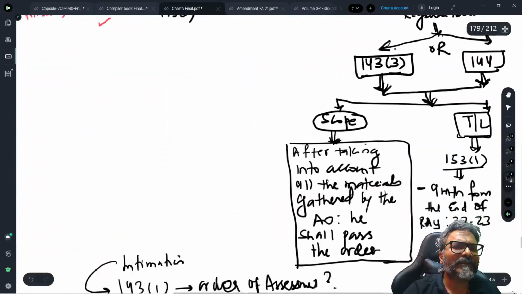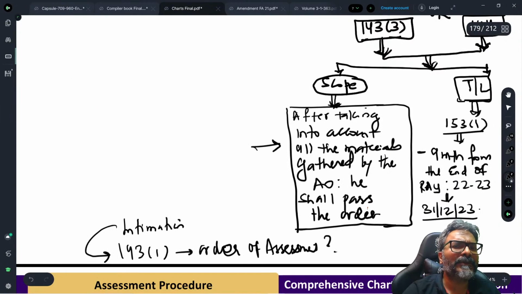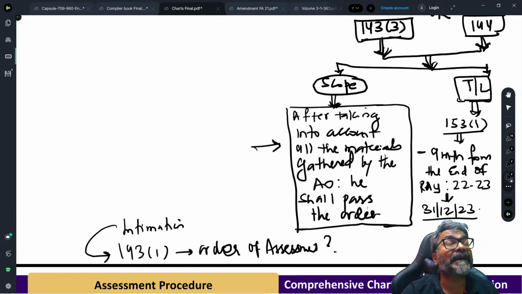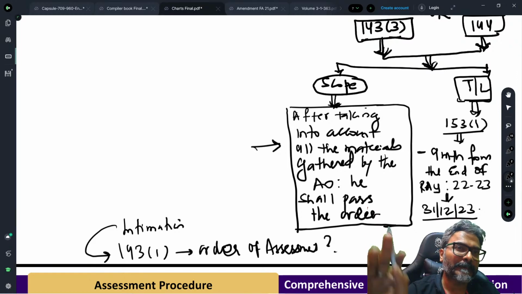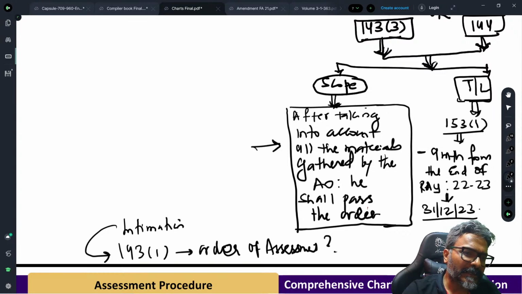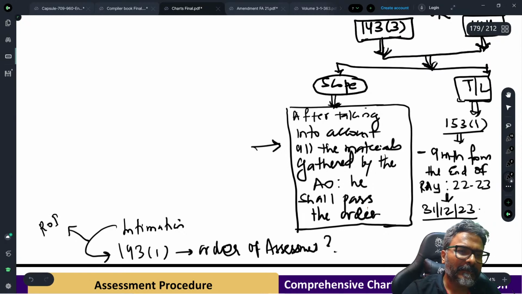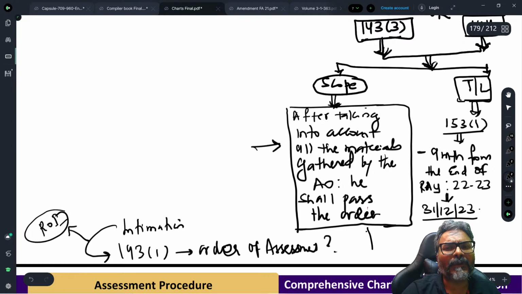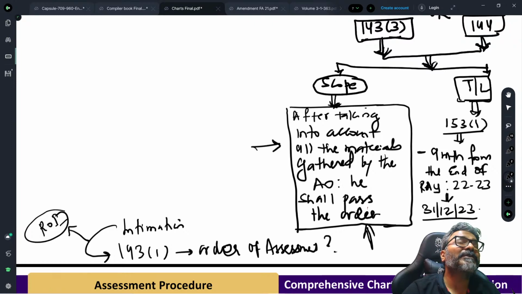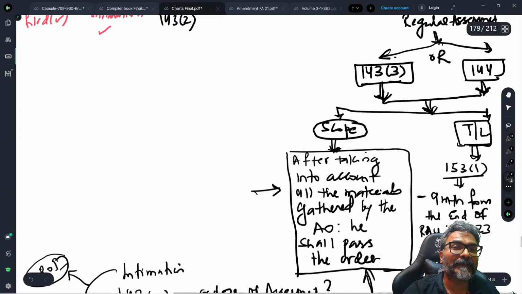No. So far as the order of assessment is concerned, it is after taking into account all the materials gathered by the AO that the order is passed, and hence we say and conclude that the intimation is not an order of assessment. So this is on the basis of the ROI primarily. Order is on the basis of ROI? No, order is on the basis of all the materials which are gathered by the AO.